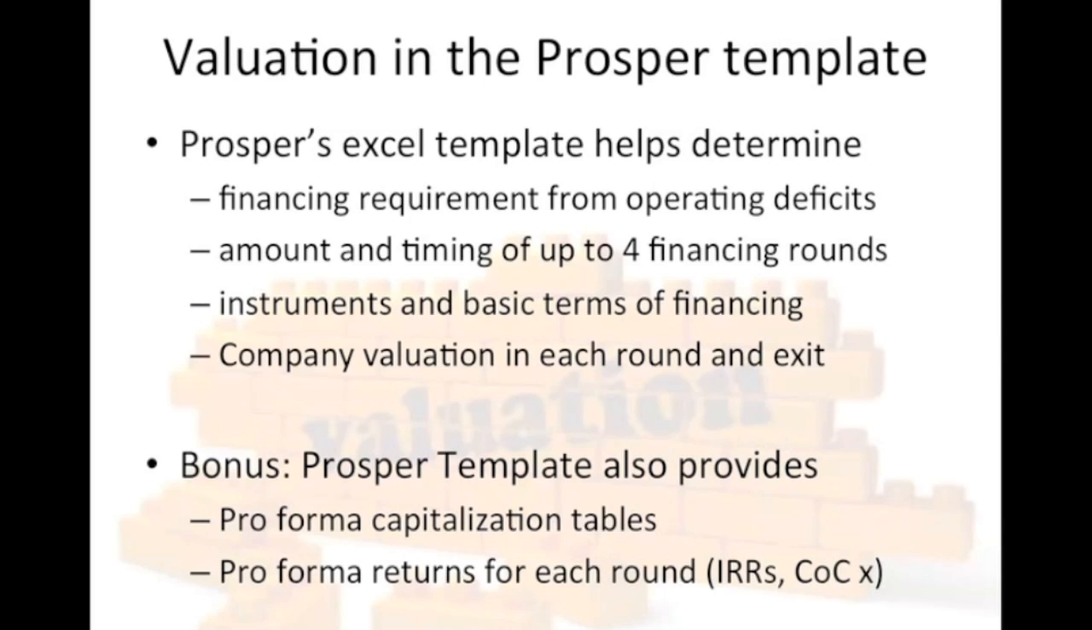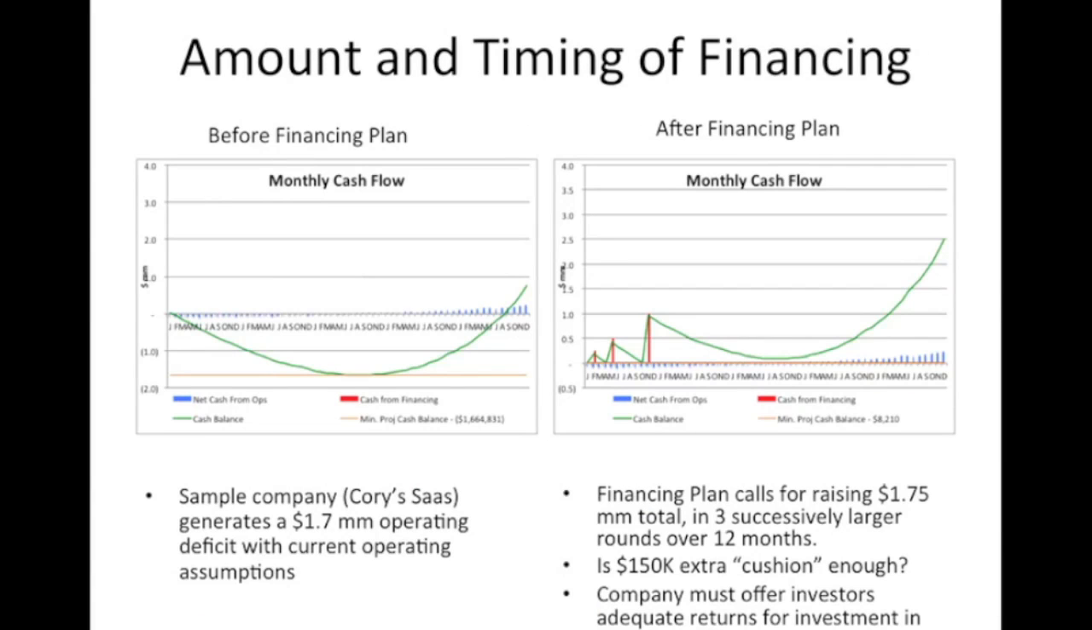Prosper's Excel template assists with financing by identifying the need for cash, simply modeling alternatives for amounts and timing of financing raised in successive rounds, building in the basic terms of standard early-stage financing securities, and providing alternative methods for estimating the valuation of the company in each round as well as the exit. The Prosper template also calculates pro forma capitalization tables in each round and investor returns as measured by IRR and cash-on-cash multiples.